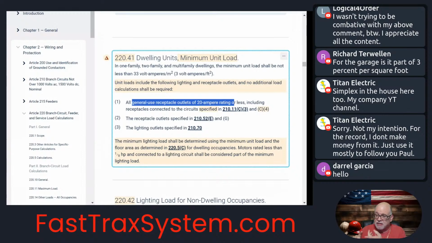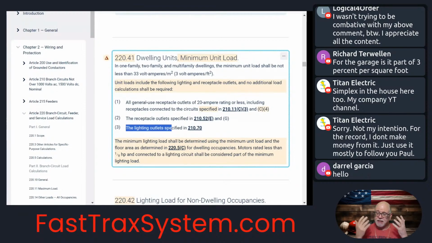But remember, it's not talking about the small appliances. That's a separate VA that's got to be accounted for, 1,500 VA each. The laundry also has to be accounted for. So that's not talking about those things, okay? It also lets you know that the receptacle outlets specified in 210.52(E) are also already figured into this. Outdoor receptacles at the front and the back of the dwelling, all those things are already figured into the 3 VA per square foot. And then here, the lighting.